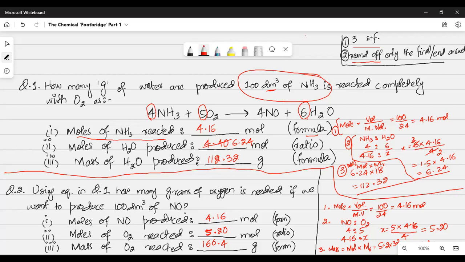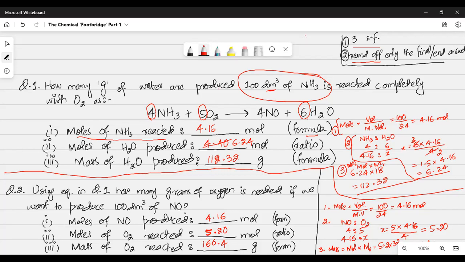Don't worry if you get a wrong answer or if you make a mistake, because everyone can make a mistake. Once you get a hold of it, you can do it better. So 6.24 moles of water are produced. Why? Though the equation tells us that 4 moles of ammonia would produce 6 moles of water, since we have used a little more, 4.16 moles of ammonia, we have produced a little more water. Instead of 6, we produce 6.24 moles of water.